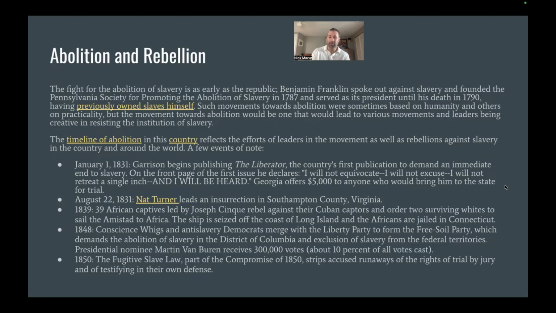And so, of course, this is what is going to lead to various rebellions, which is one of the reasons why the American Colonization Society was founded. But take a look at some of those rebellions. Probably the Nat Turner Rebellion in 1831 is one of the more well-known.